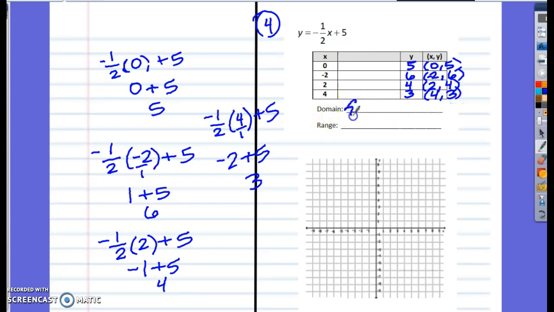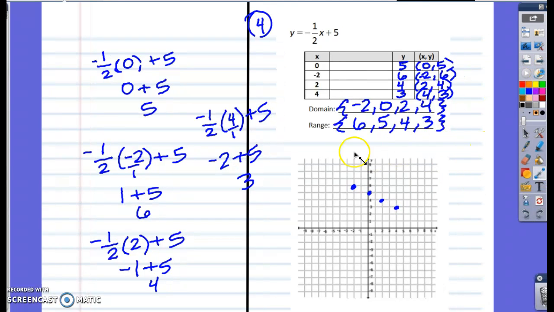Alright, so your domains would be -2, 0, 2, 4. Your range would be 6, 5, 4, and 3. Let's plot the points. So (0, 5), (-2, 6), (2, 4), and then we have (4, 3). And that makes a line, so we got it right.